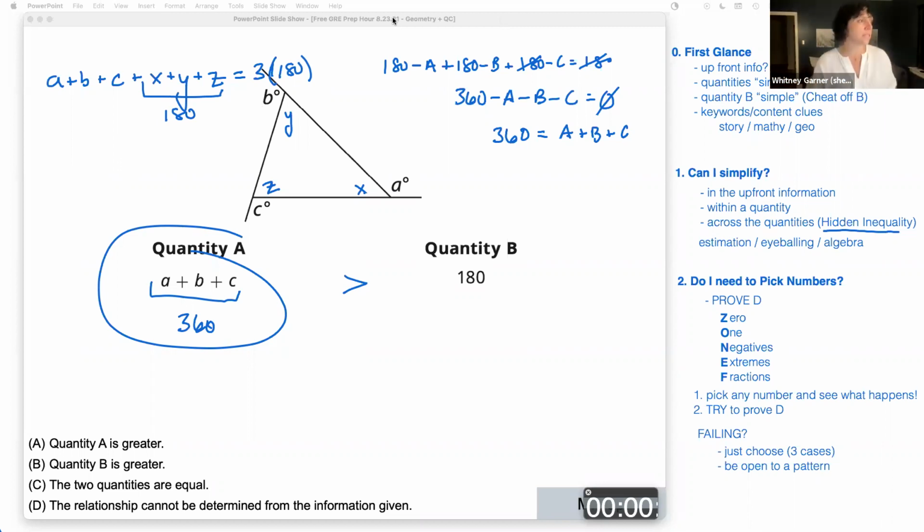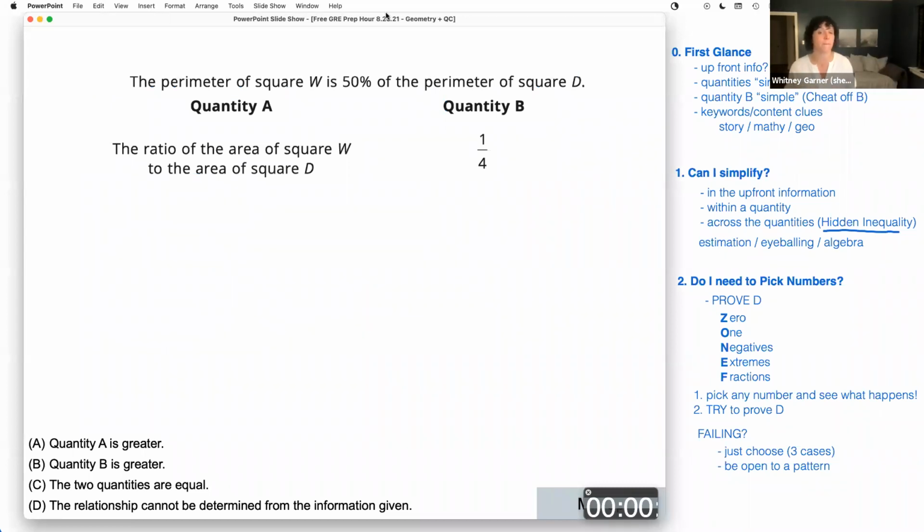All right, what happens if maybe we don't get a picture or some information is missing? Let's try this one.